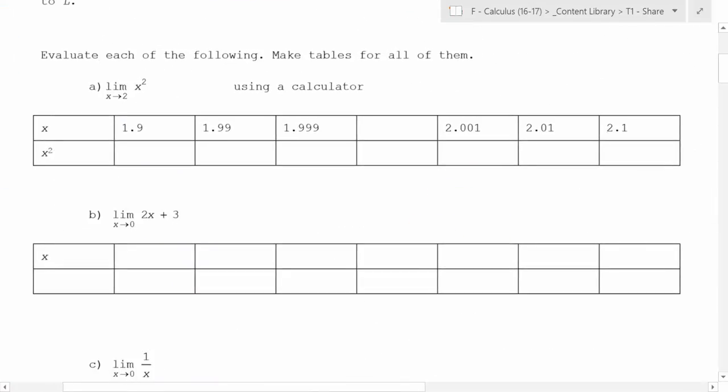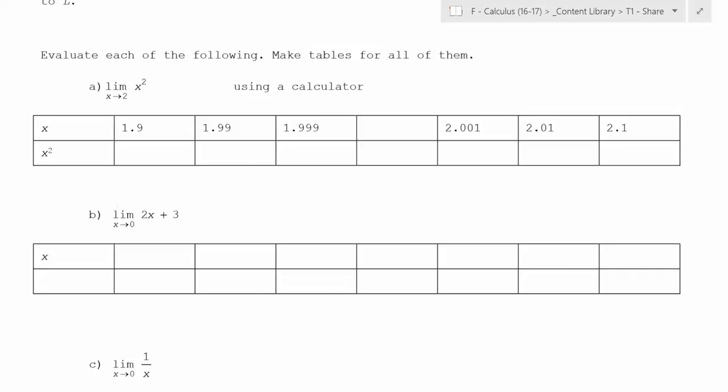So the idea is, take a look at this. Don't write it down, just take a look. It says evaluate each of the following. What is the limit of x squared as x goes to 2? Can you tell me what it is? What's the first thing you always check to see if you're asked a limit question? What's the limit as x goes to 2 of x squared? There's no trick to this. 4. Why do you know it's 4?